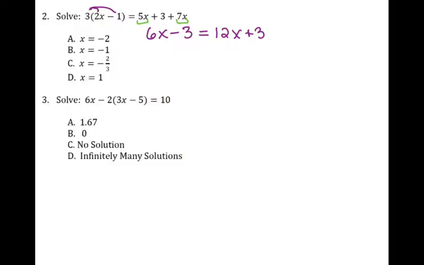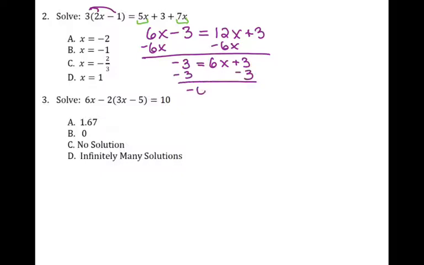So I'm going to go ahead and subtract 6x from both sides. That gives me negative 3 equals 6x plus 3. From here, I'm going to subtract 3 from both sides. That gives me negative 6 equals 6x. And then finally, the division property of equality allows me to divide both sides by 6. So I get x equals negative 1. So my correct answer for number 2 is B, negative 1.